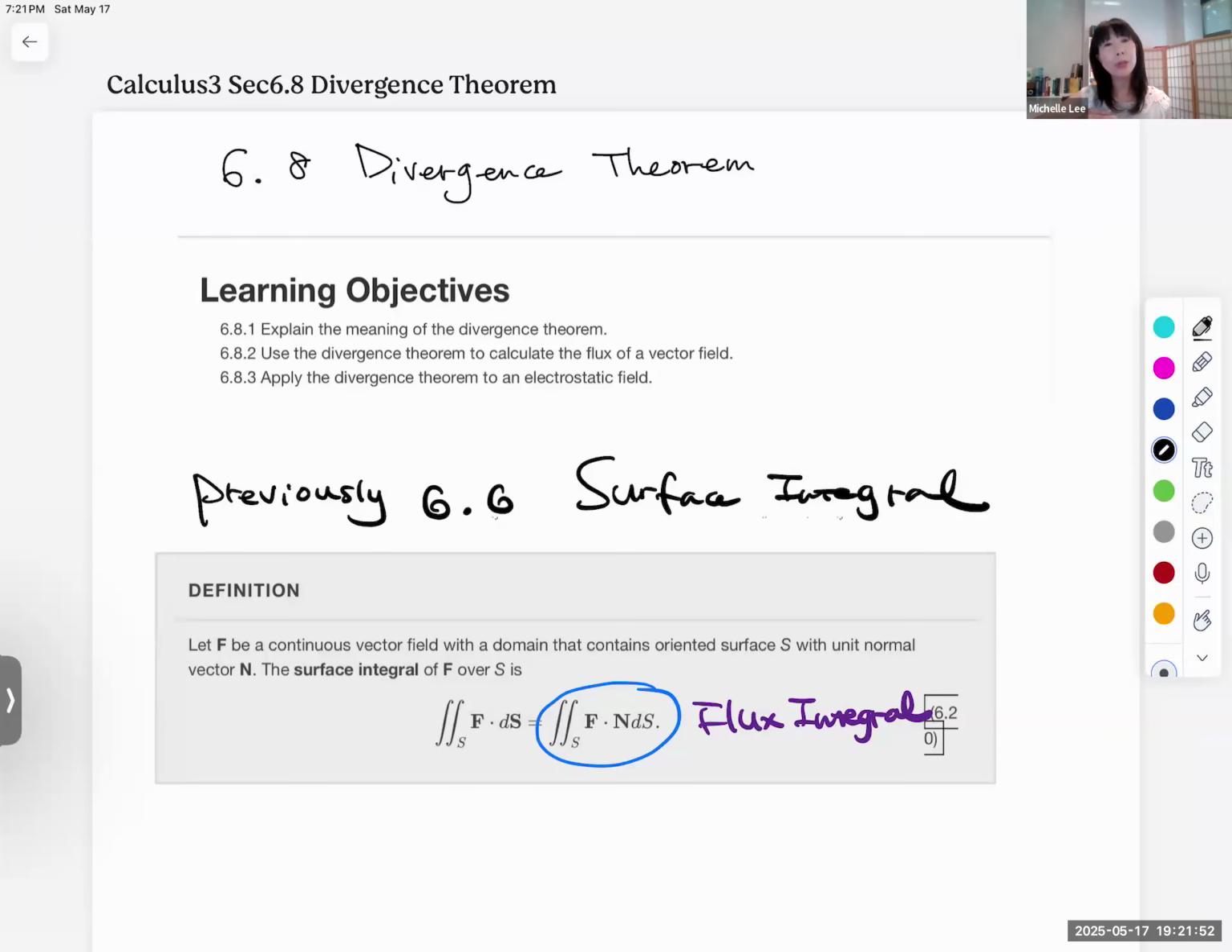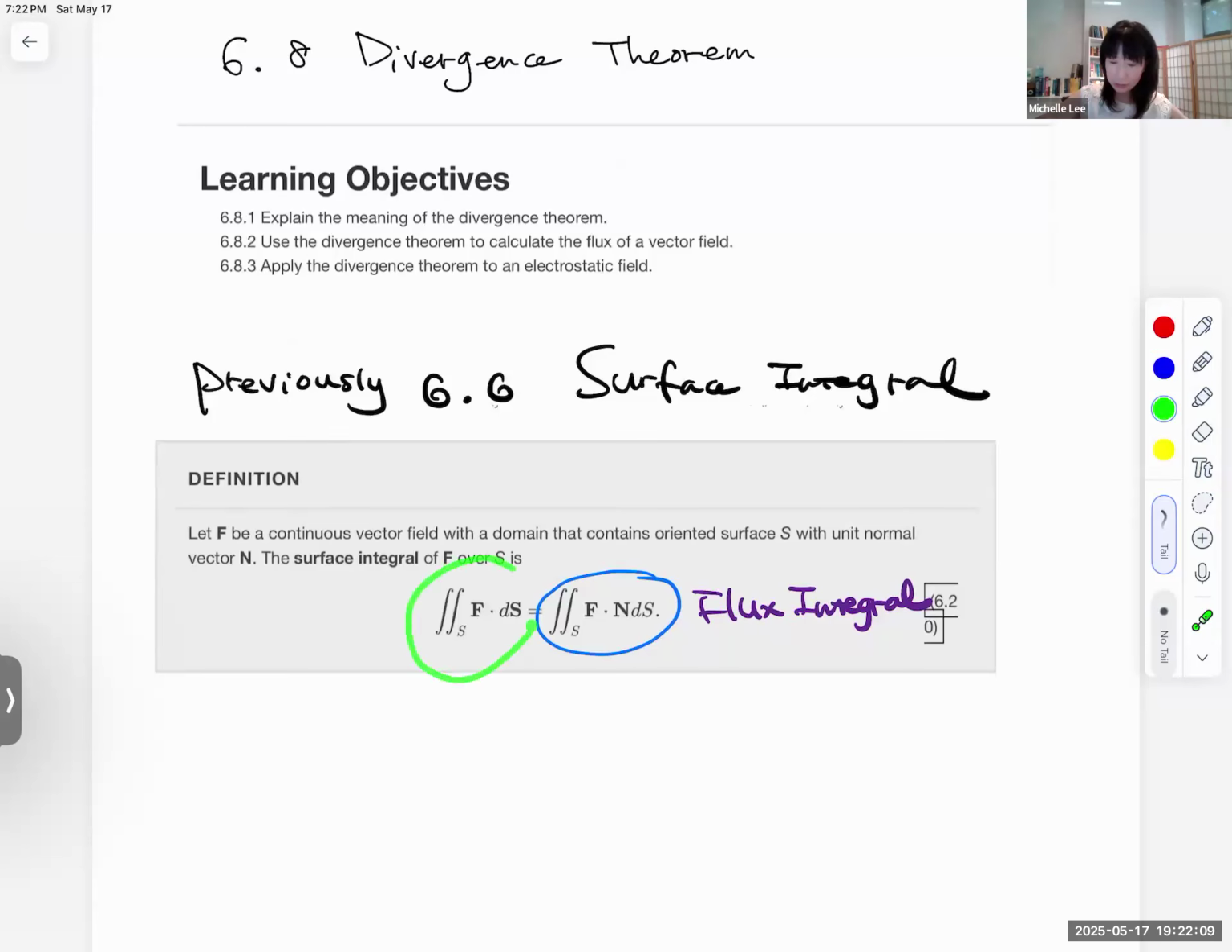Everyone, today we are going to learn 6.8 Divergence Theorem. This is the last section. Yay! Okay, so we have a learning objective here, and we're going to use this formula, which is from 6.6, the surface integral formula.